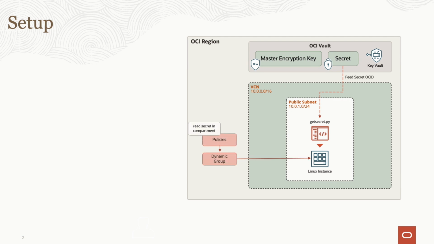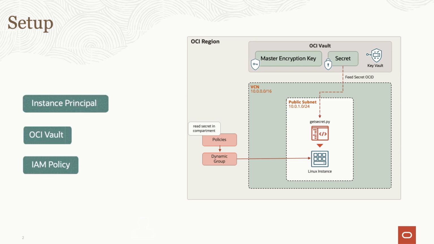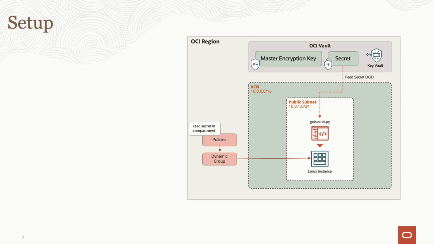And by using a policy, we can restrict a compute instance to only access or retrieve a specific secret from a vault. By combining all three features, instance principal, vaults, and policies, we have a much better way for a program to access sensitive information. So let's go ahead and deploy the solution using these features.